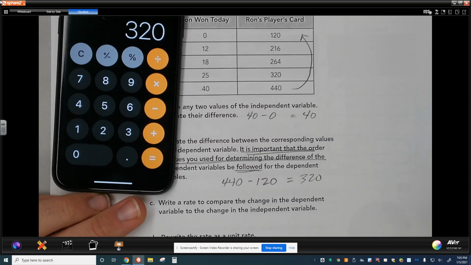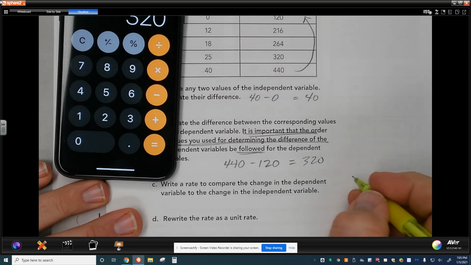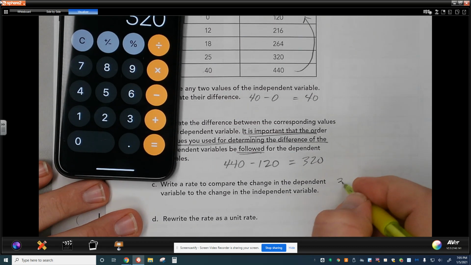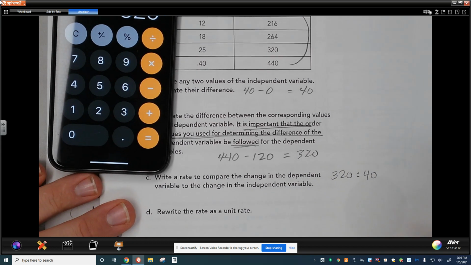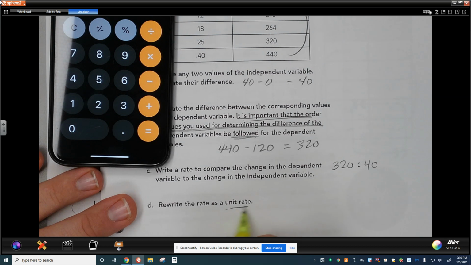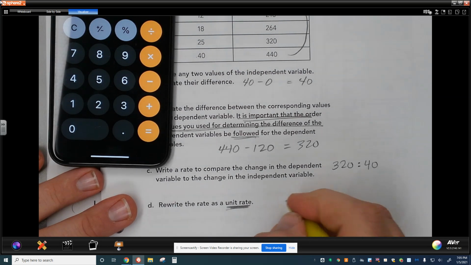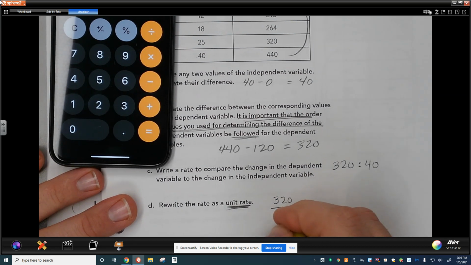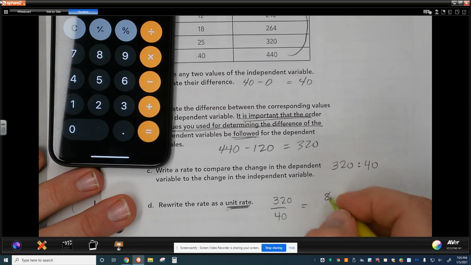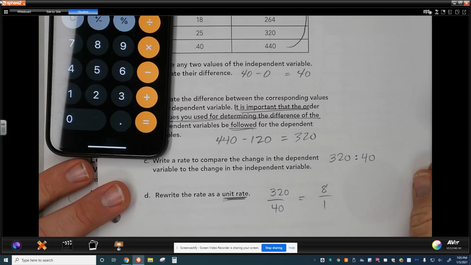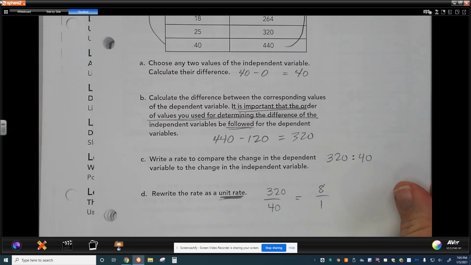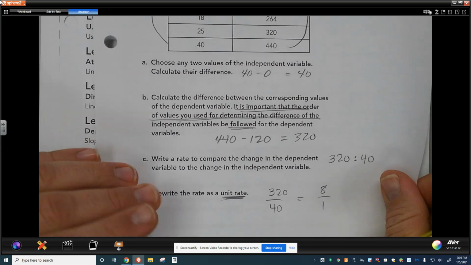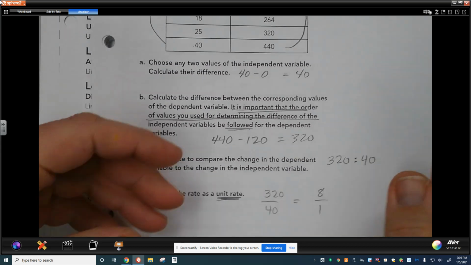And now I can write a rate to compare them. 320 that compares dependent, 320 to 40. There's my rate, but now I want this as a unit rate, and that unit rate would just simply change it to a fraction, 320 divided by 40, which actually equals 8/1. Spoiler alert, our slope is exactly the same. This is awesome because that means that I did my work on both parts. I've confirmed that they're the same.